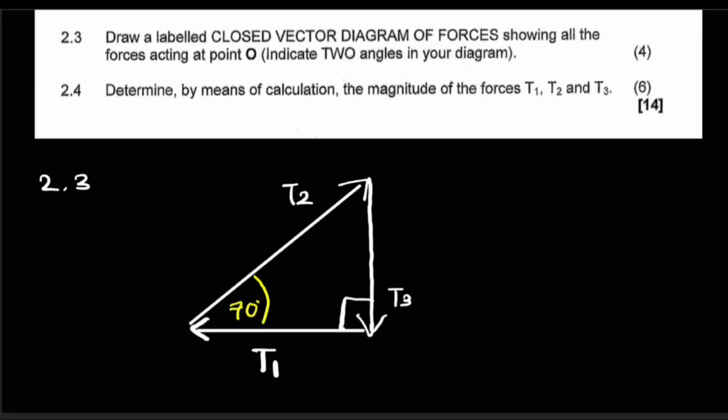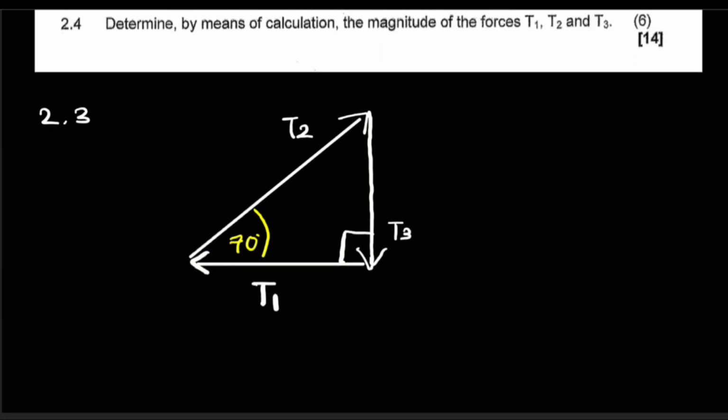Now 2.4 says, determine by means of calculation the magnitude of the forces T1, T2, and T3. So the thing here is that we already know what T3 is. T3 was actually given to us. So we can just state that T3 is 2000 newtons. And that is acting downwards, but since they asked for magnitude, we don't need to give direction here. But we know in our calculations, we would use it as a negative value.